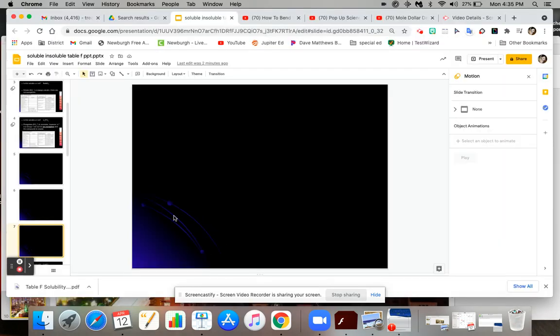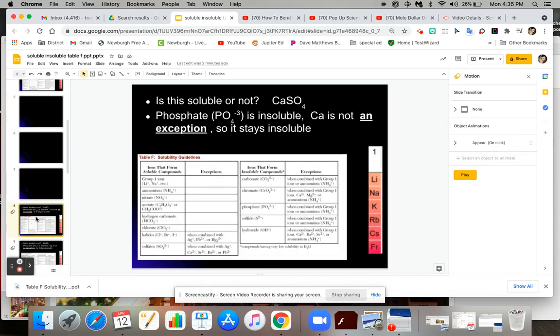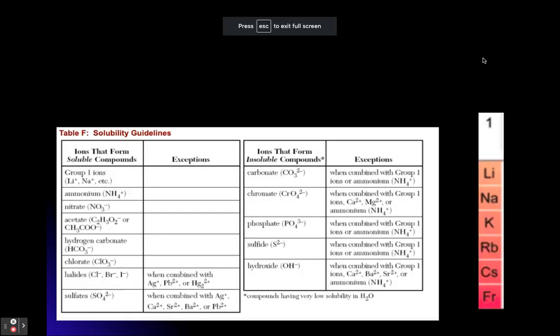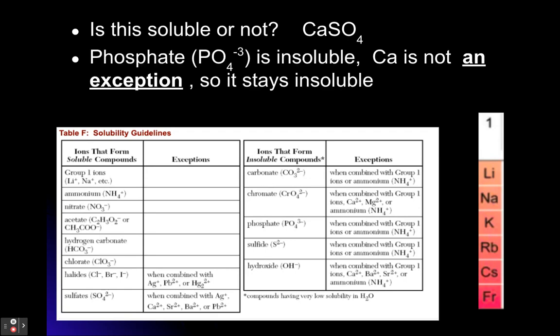Okay, let's keep going. Look for the SO4, sulfate. Here it is. Sulfate is usually soluble. Is Ca an exception? Yes. So even though it's usually soluble, because calcium's the exception to the rule, it makes it the opposite, insoluble.